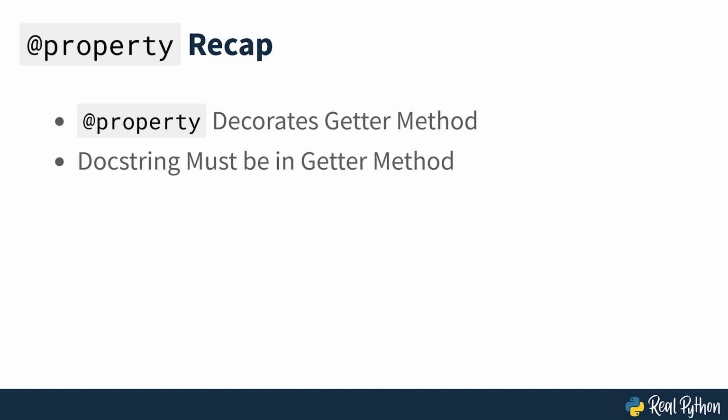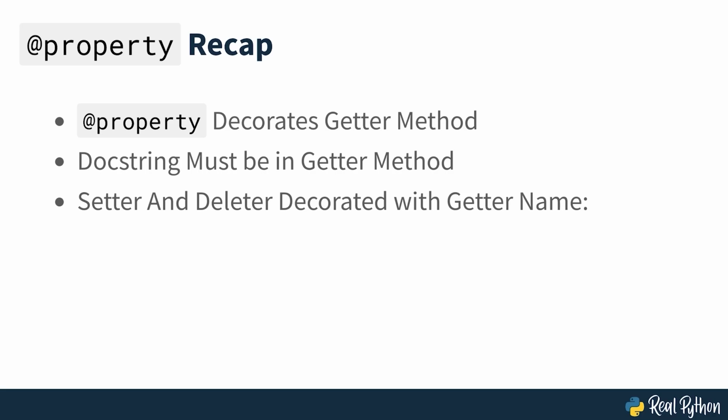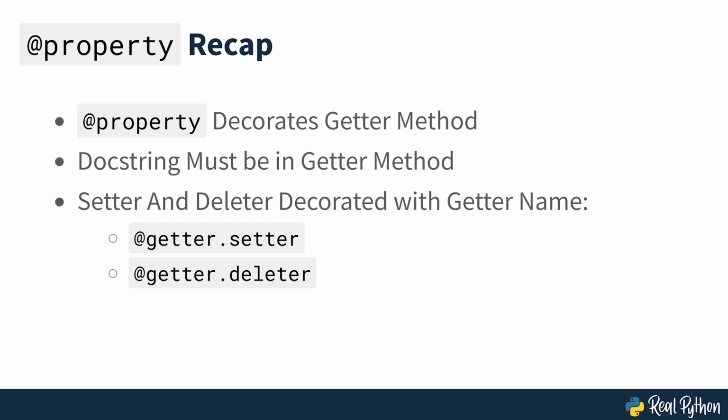Here's a recap of some important points to remember when you're creating properties with the decorator approach. The @property decorator must decorate the getter method. The docstring must go in the getter method. The setter and deleter methods must be decorated with the name of the getter method plus .setter and .deleter respectively.